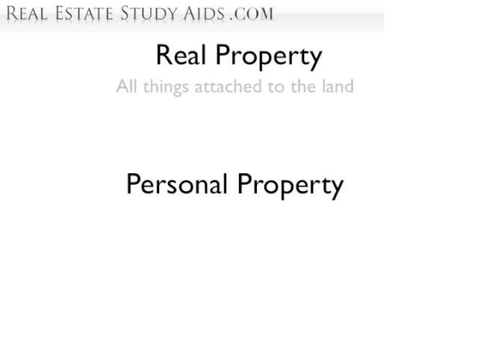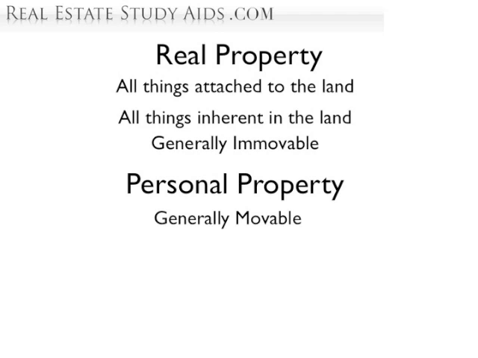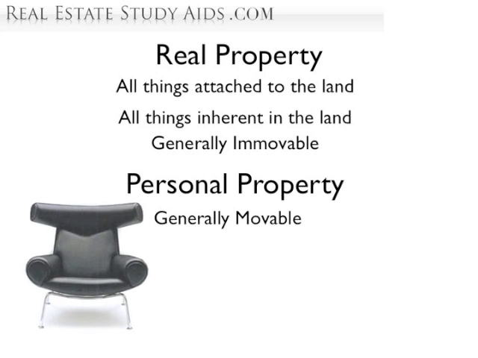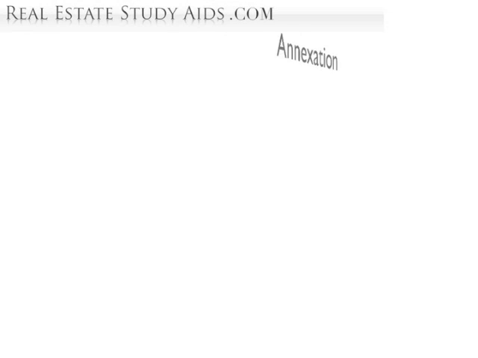Real property is land, all things attached to the land and all rights inherent with that land. As a general rule, real property are things that are immovable. Personal property are generally things that are movable, such as a chair. Severance is changing an item from real property to personal property by detaching it from the land.